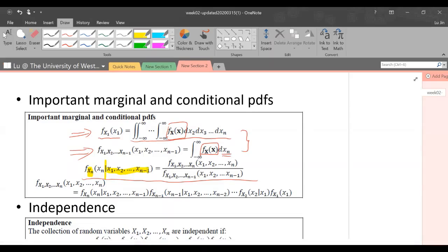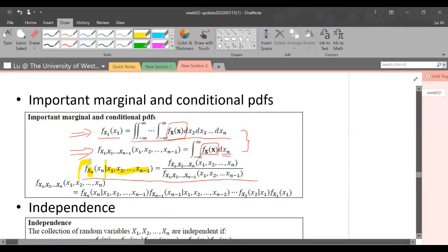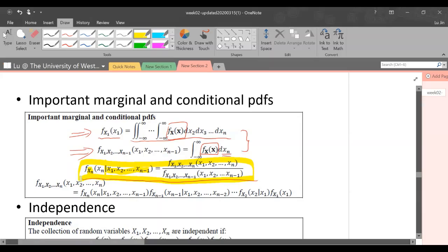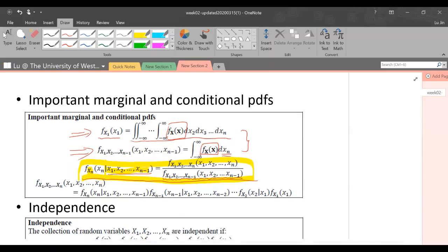By using the Bayes theorem again, we are able to derive this relationship. On the top of the fraction on the right-hand side is the original joint PDF for all n random variables. At the bottom, it should be the marginal PDF of the conditions. In this case, our conditions are from x1 up to xn minus 1, so in total, n minus 1 random variables. Okay, easy.